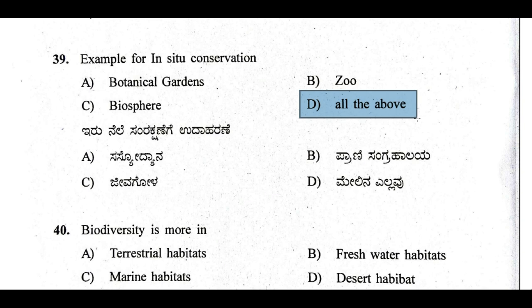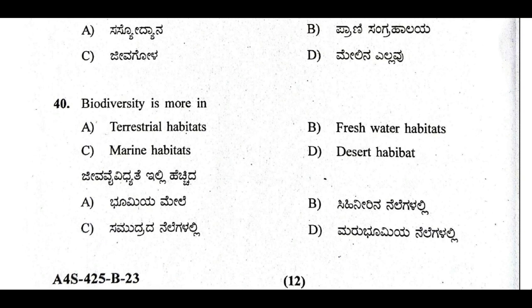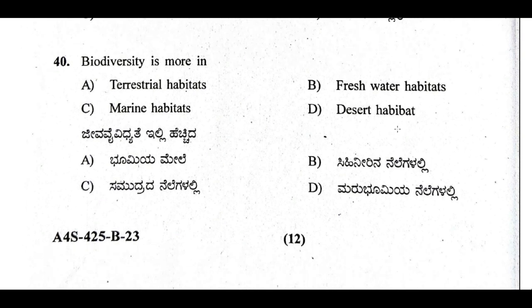Question number 40. Biodiversity is more in: Option A, terrestrial habitats. Option B, freshwater habitats. Is it option C, marine habitats? And option D, desert habitat.